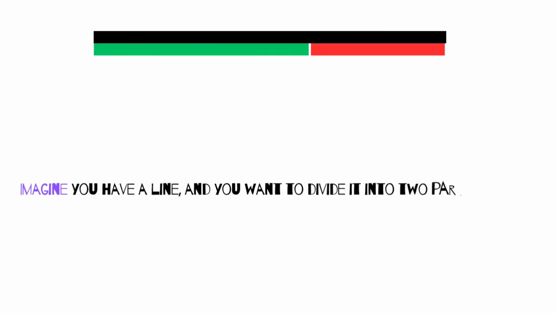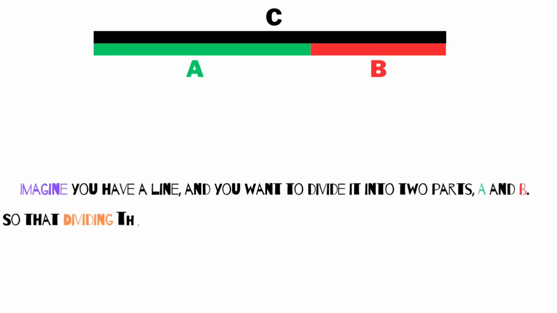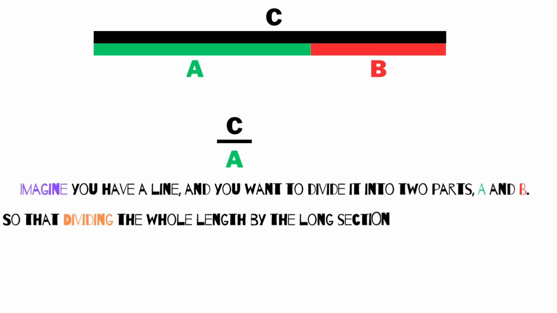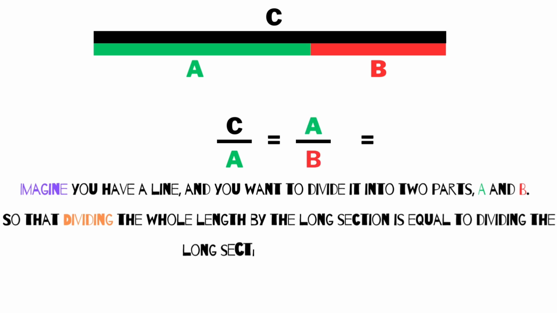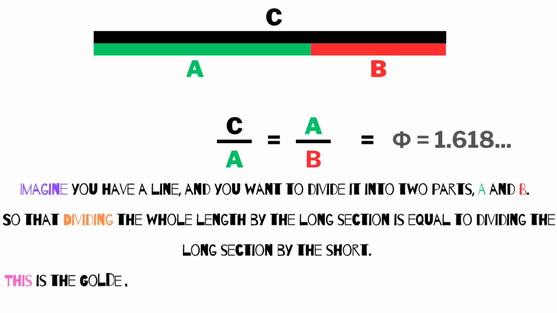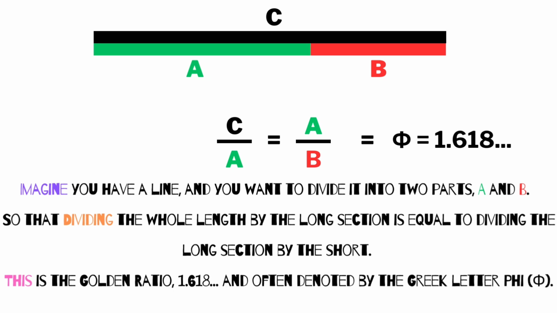Imagine you have a line and you want to divide it into two parts, A and B, so that dividing the whole of that length by the long section would be equal to dividing the long section by the short. This is the golden ratio, 1.618, and is often denoted by phi.